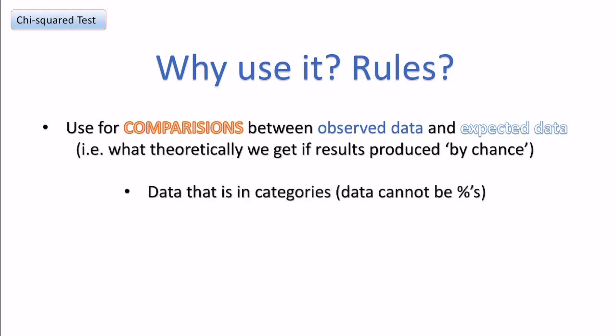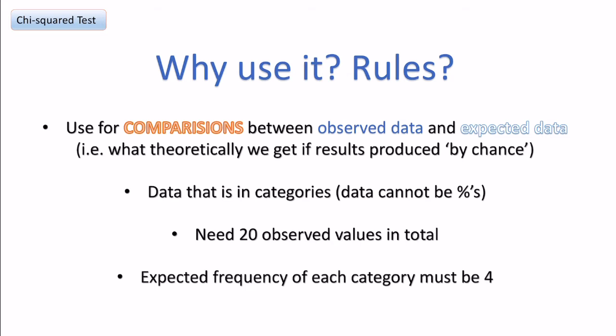The rules that we need to know are that the data has to be put into firm categories. We can't use percentages, and I'll show you that later. We need to have 20 observed values in total, and in each frequency, so in each category, and the expected frequency, it needs to be at least 4. Again, I'll point out in our actual data set what this looks like so we can check that our data is valid to be used.